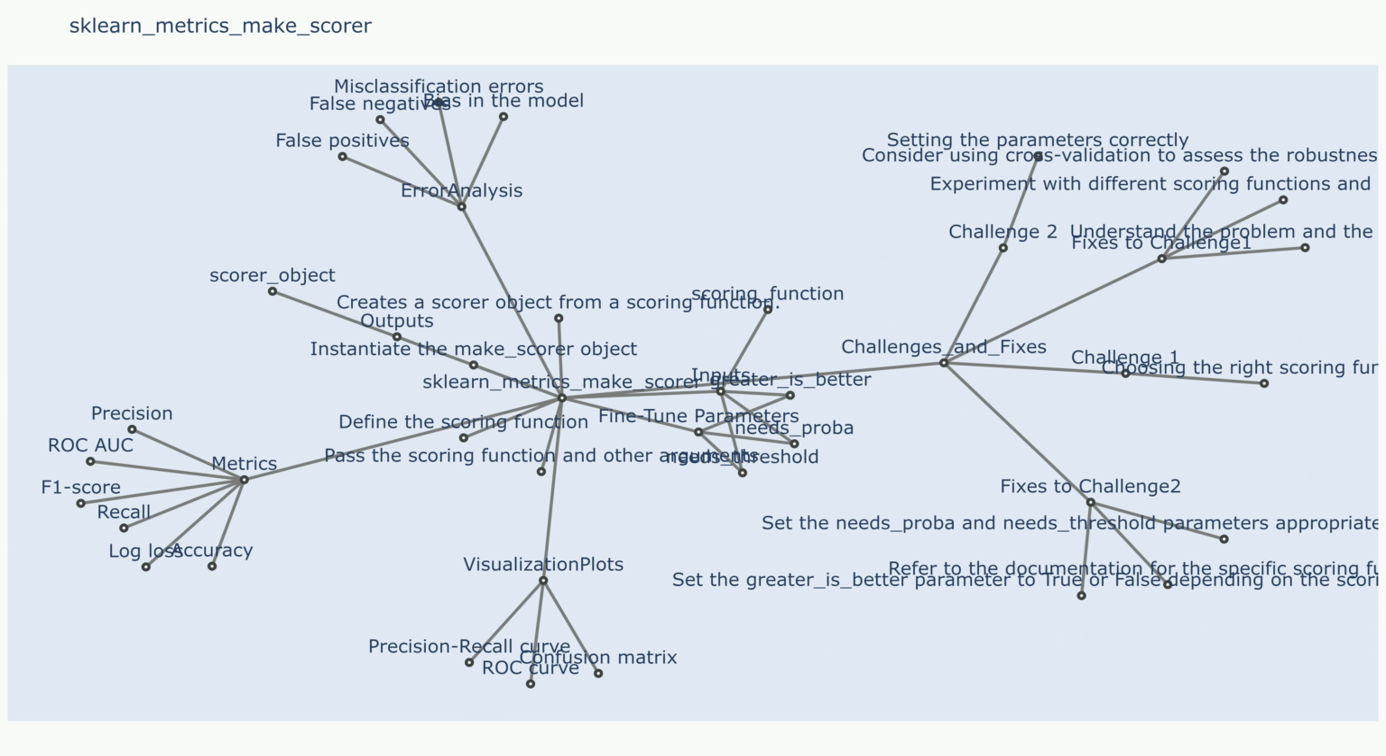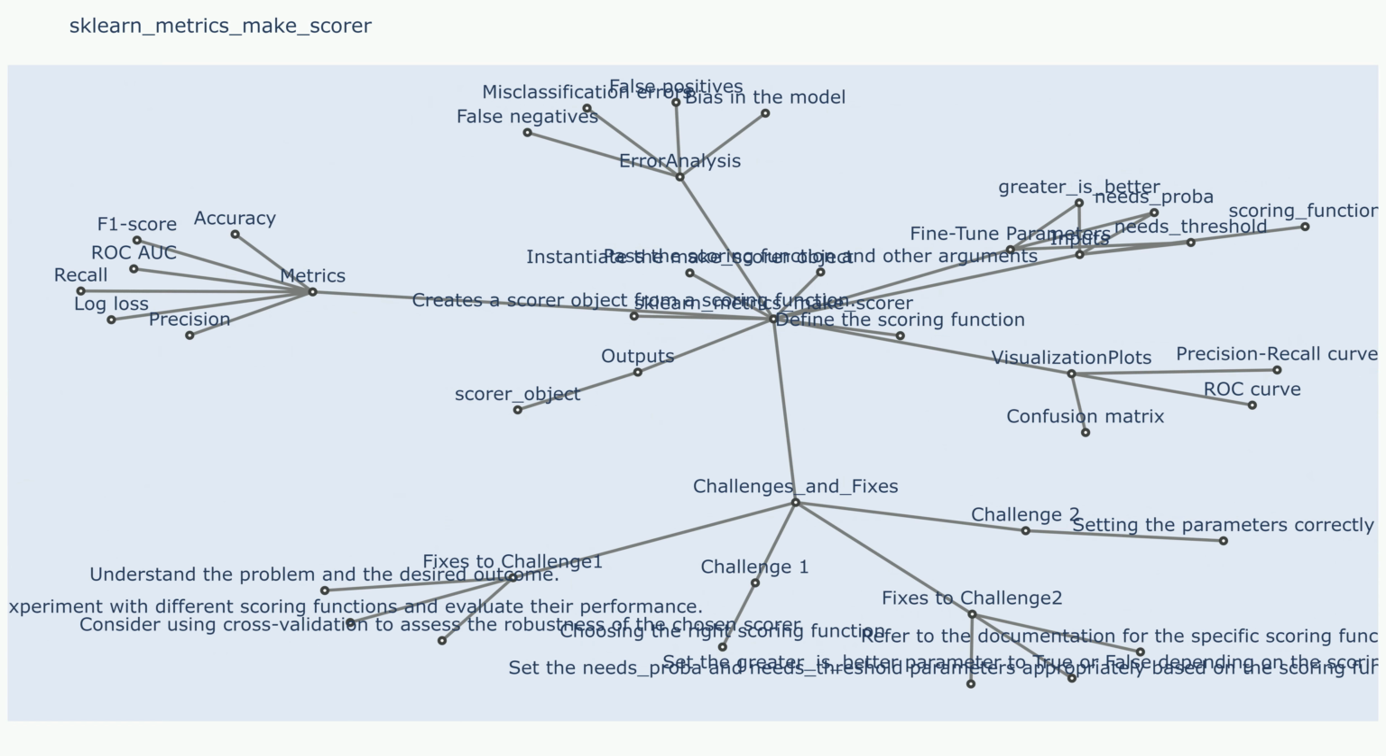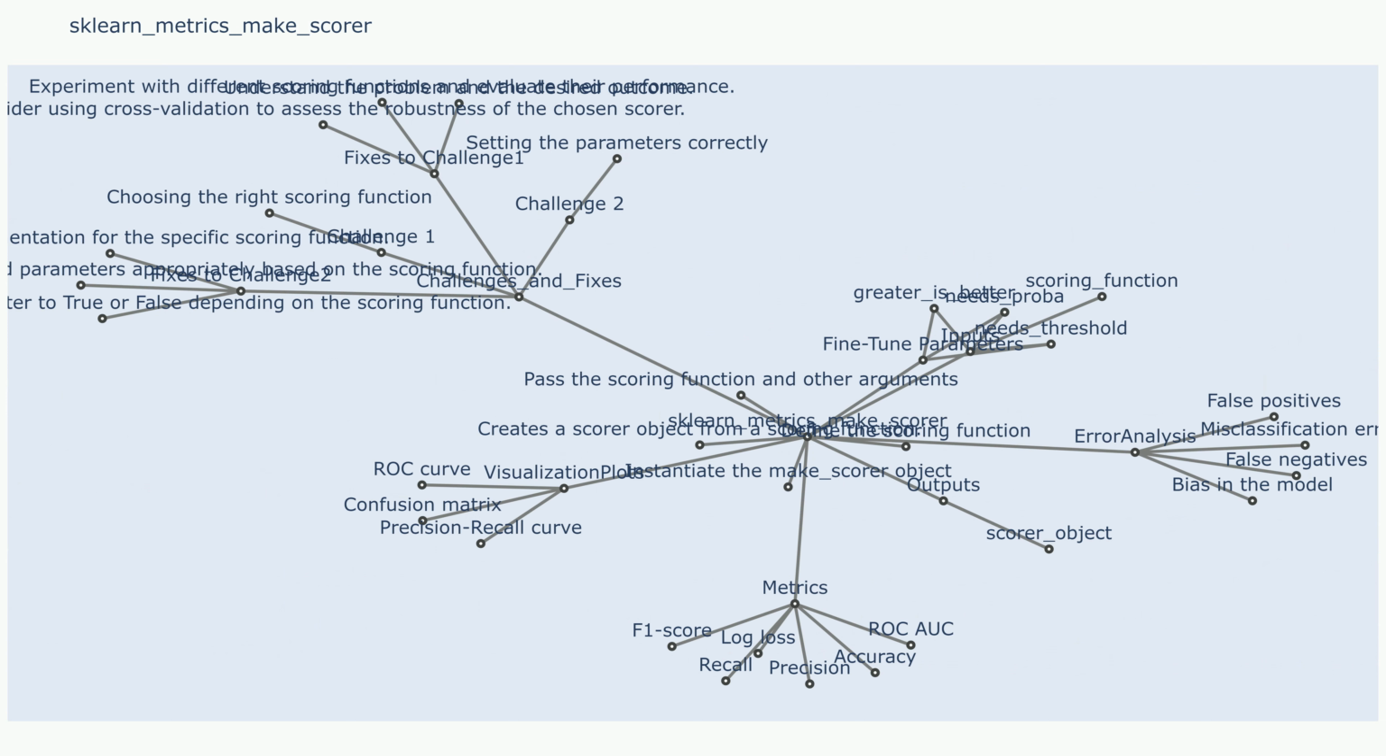needs_threshold, a Boolean value indicating whether the score function requires a threshold value as input (True) or not (False). The default value is False. kwargs, additional keyword arguments that will be passed to the score_func function. Outputs: scorer, a callable object representing the custom scoring function. This scorer can be used with various scikit-learn functions like cross_val_score, GridSearchCV, and RandomizedSearchCV.